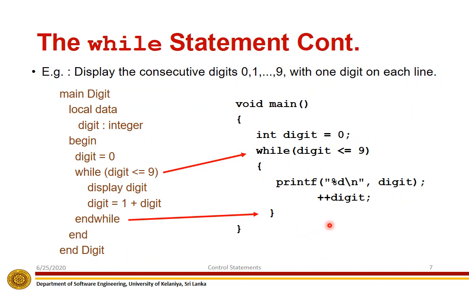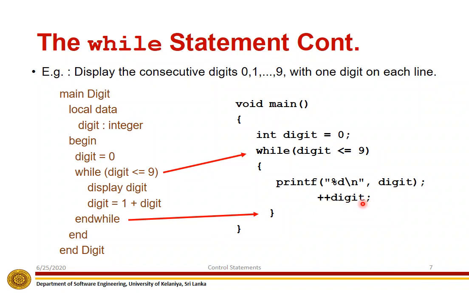In here, that is the execution of the while loop. In here you can use plus plus digit. Instead of that you can use digit plus plus, because after printing the digit we are incrementing the variable. So this can be plus plus digit or digit plus plus.